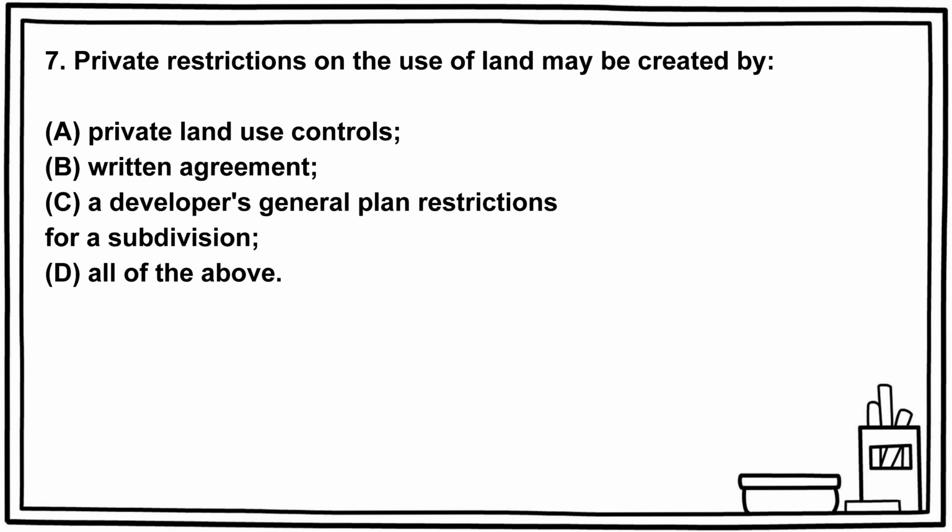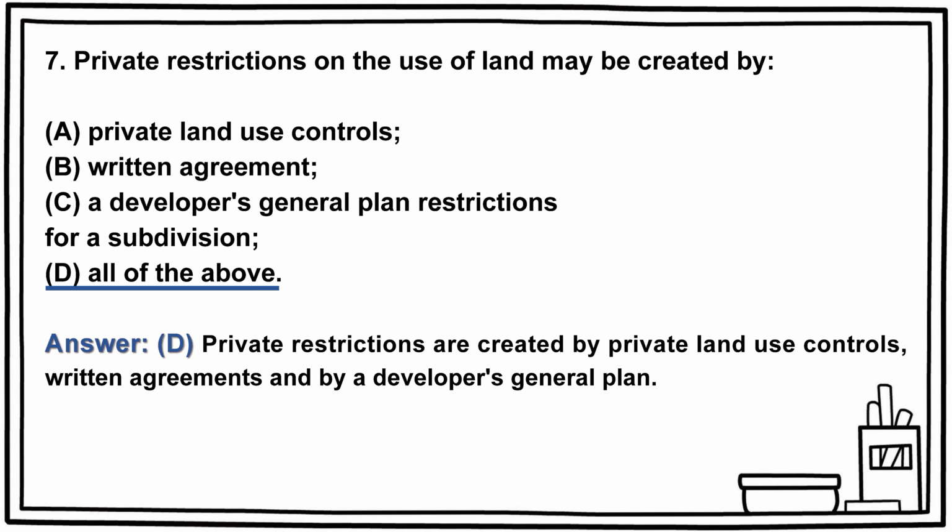7. Private restrictions on the use of land may be created by: A. Private land use controls. B. Written agreement. C. A developer's general plan restrictions for a subdivision. D. All of the above. Answer: D. Private restrictions are created by private land use controls, written agreements, and by a developer's general plan.